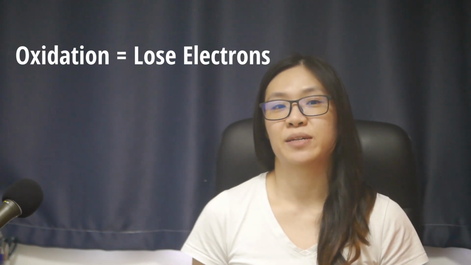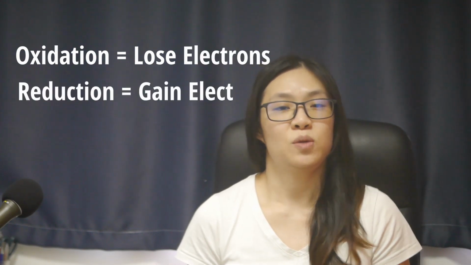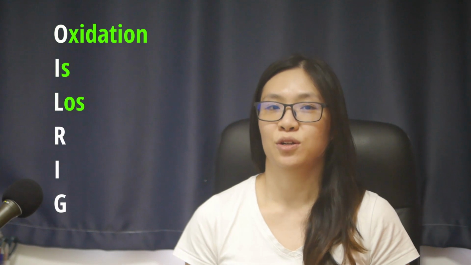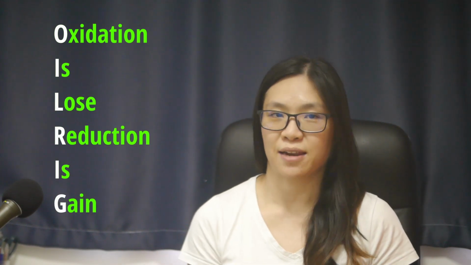We need to see if the elements we're looking at are gaining or losing electrons. If a substance is undergoing oxidation, it means it will lose electrons. If a substance is undergoing reduction, it will gain electrons. We can use the word OIL RIG to help us remember this phenomenon. Oxidation is loss, reduction is gain.